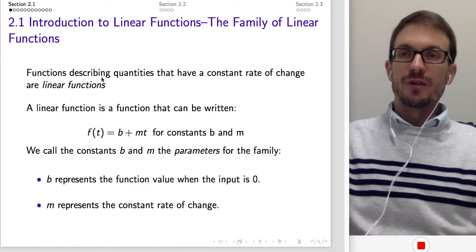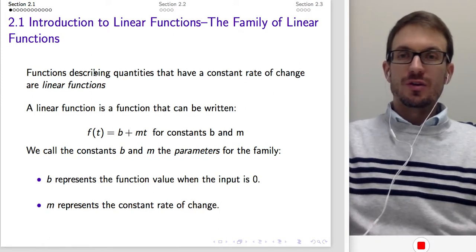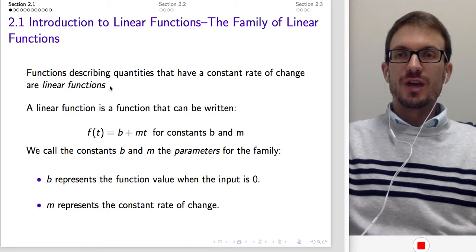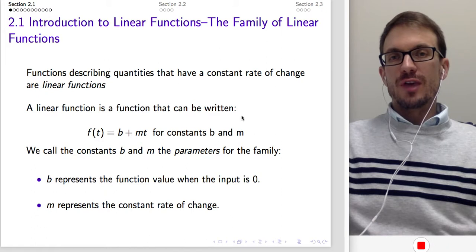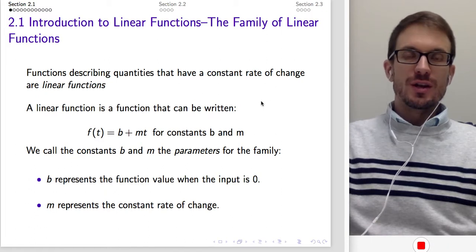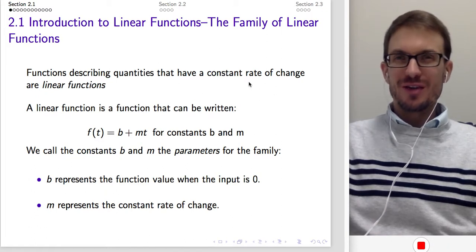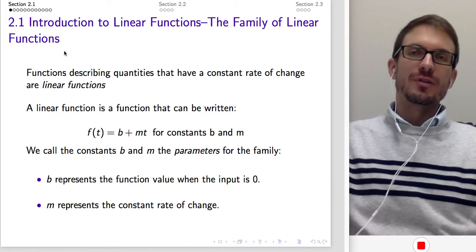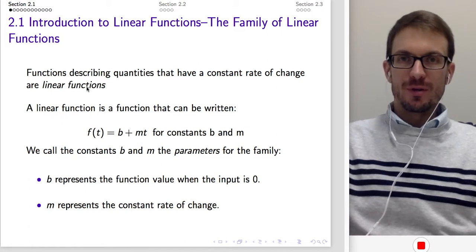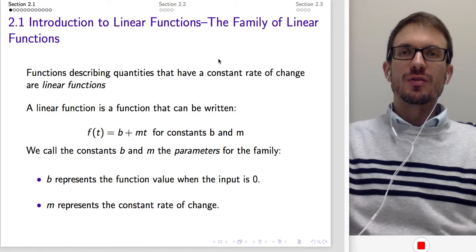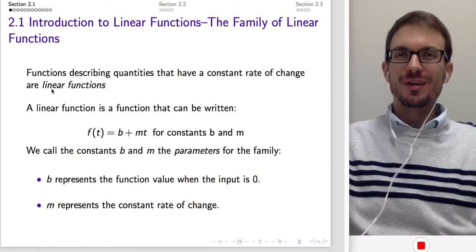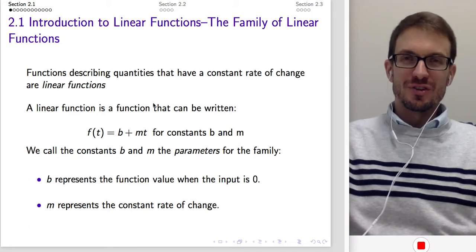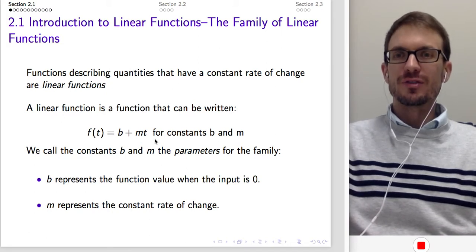Okay, so first off, functions describing quantities that have a constant rate of change are linear functions. This is where we have some input such that a 1 unit increase in that input creates some predictable level of change in the output variable. So a 1 unit increase in the independent variable has some effect on the dependent variable, and that effect is just the slope. That's what we mean by this functional form.